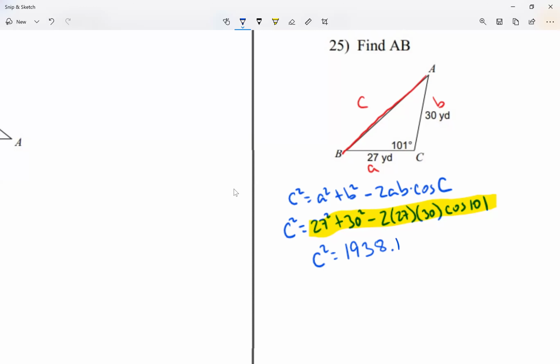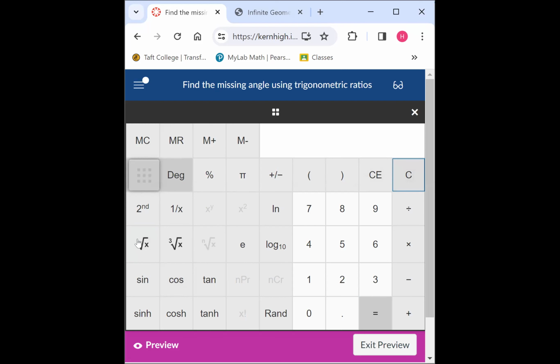Let me go to my calculator. If I press this, it's going to do a multiplication, so make sure you clear it out. So I'm going to do the square root of 1938.110573. Close parentheses, press equal.